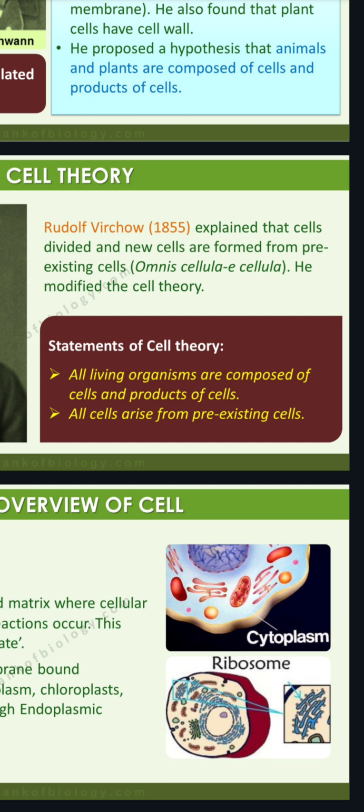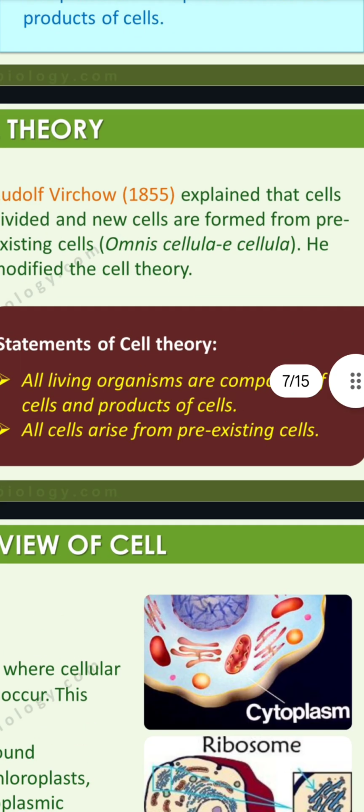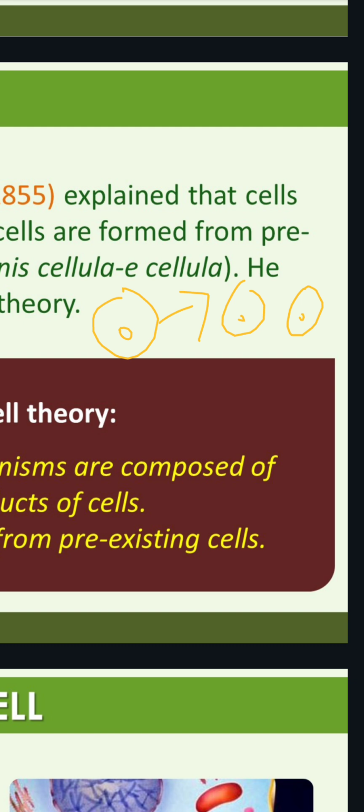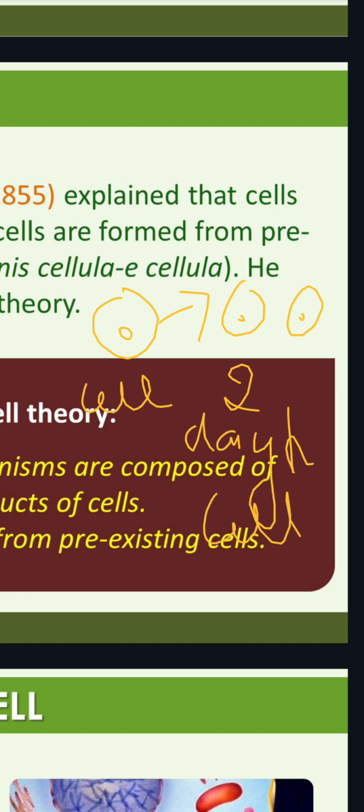So for example, wait, I'll show you one example. Imagine this is a cell. Now this cell, after some time, divides to form two cells. You have learnt about binary fission during your 10th reproduction chapter. In the same way, this cell divides to form two identical daughter cells. I'll write daughter in short form. Two identical daughter cells.